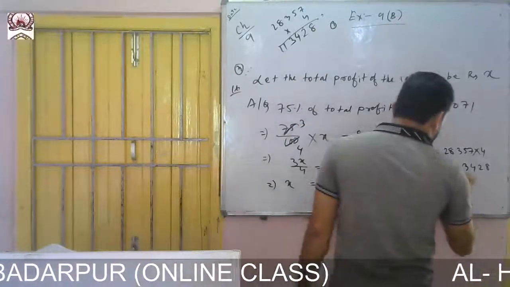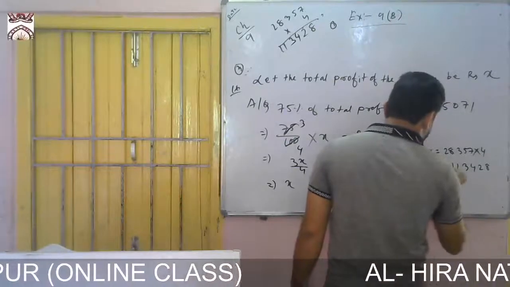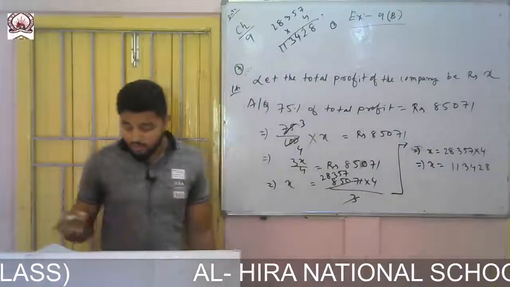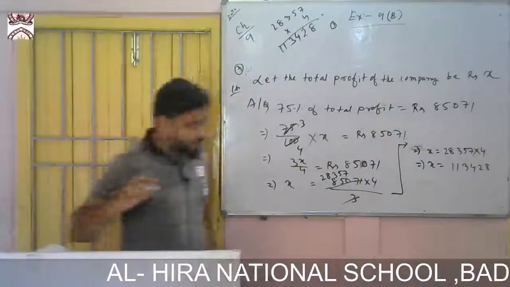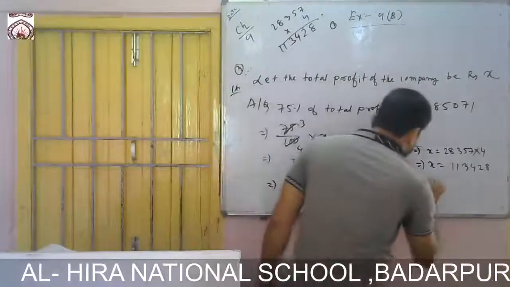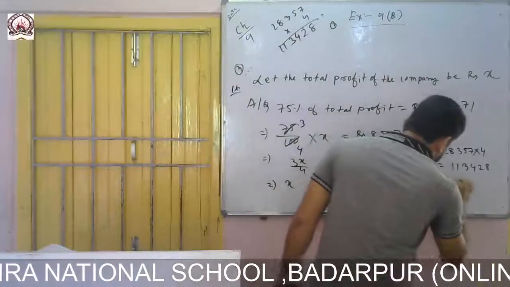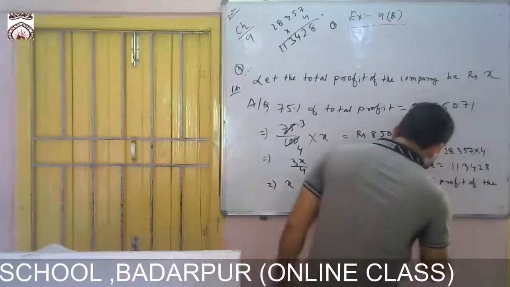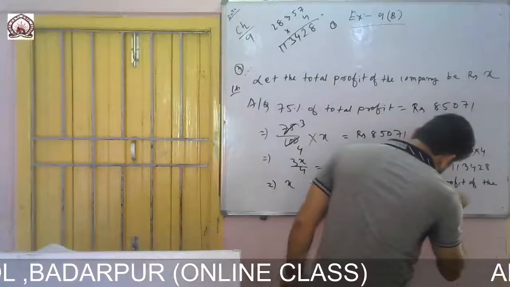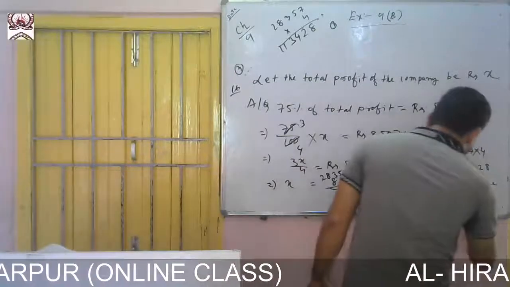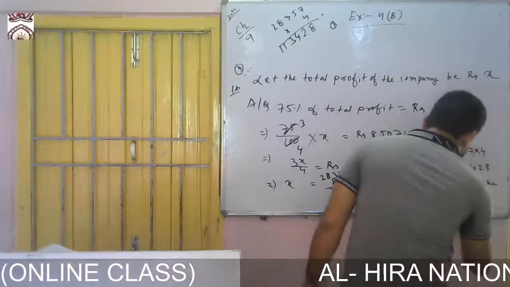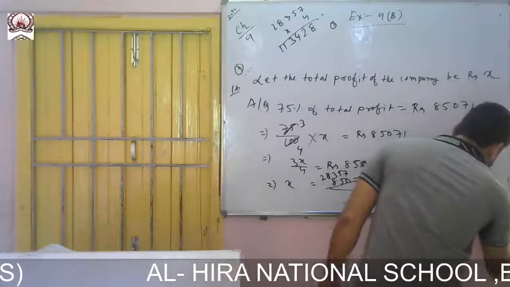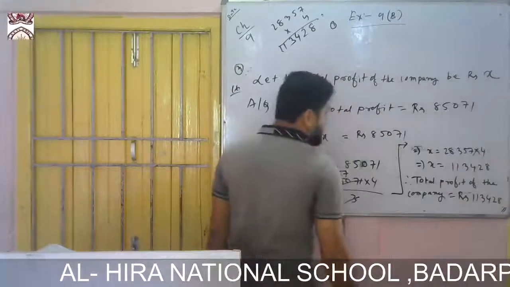You write here rupees. Now what we found? X equals 113428. So, find the total profit of the company. Therefore, total profit of the company equals rupees 113428. That is the answer.